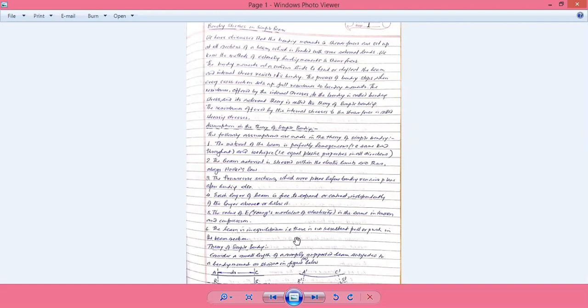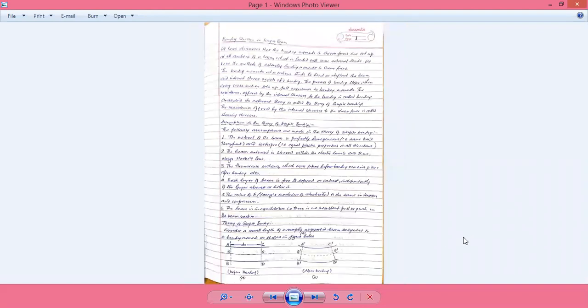The beam is in equilibrium. There should not be a resultant stress developed anywhere inside it. So whatever may be the action of the external load, it should be perfectly balanced by the bending stresses created across the section itself. These are the few assumptions which we made yesterday.